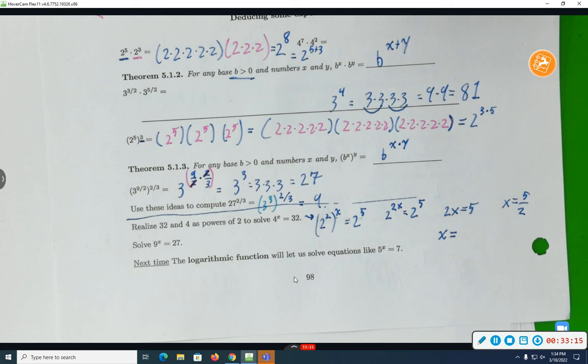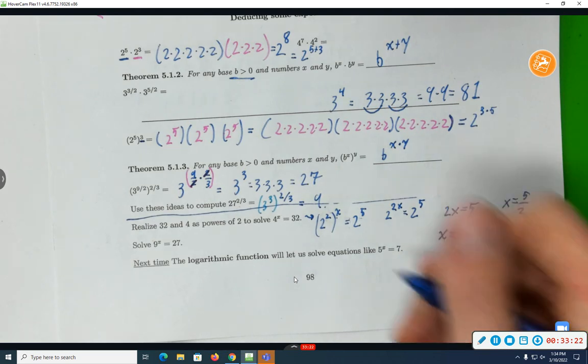Cool. What have people got? 3 halves. I got 3 halves. Anyone want me to talk about it? All right, we got a 3 halves. X equals 3 over 2.